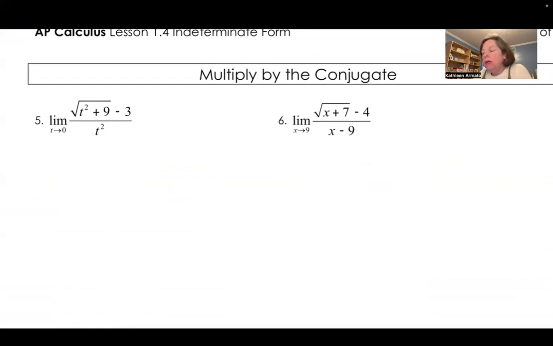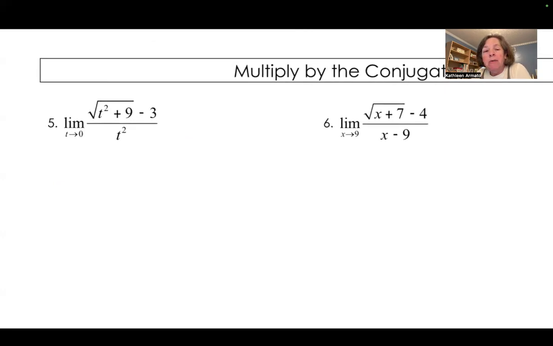Algebra trick number 3 is to multiply by the conjugate. You have learned how to do that in order to get things in simplified radical form, which means no square root in the denominator. We are doing the multiplying by the conjugate for a totally different reason here. We actually don't care if we have a radical in the denominator or not. We just want to be able to take the limit.